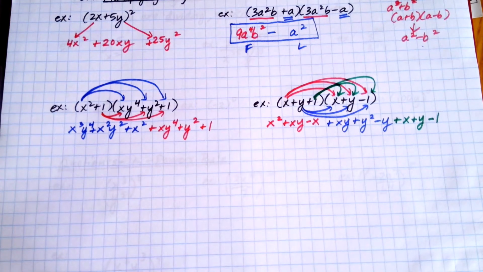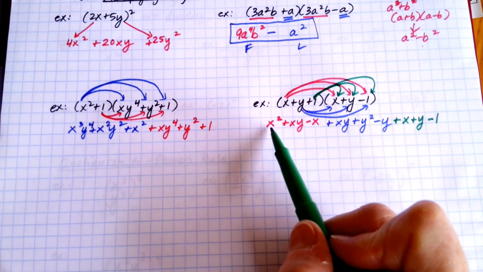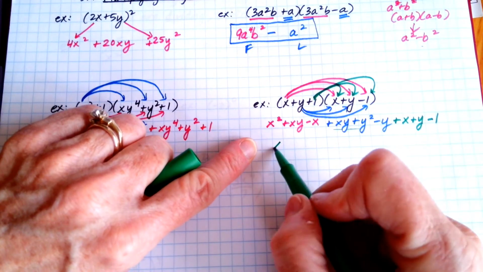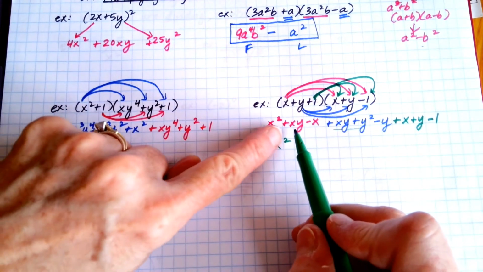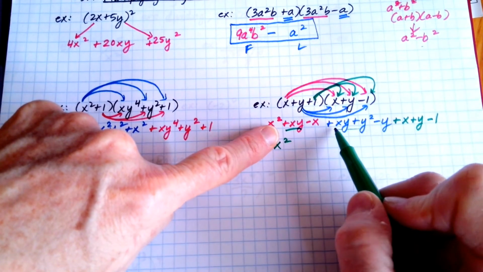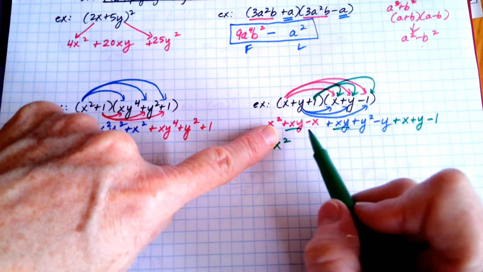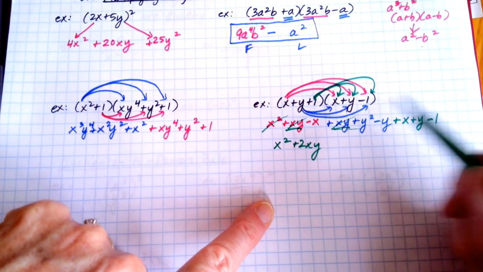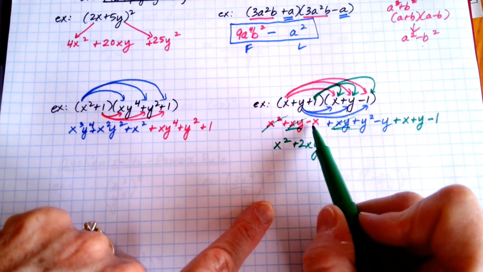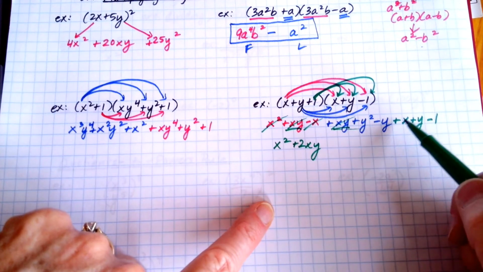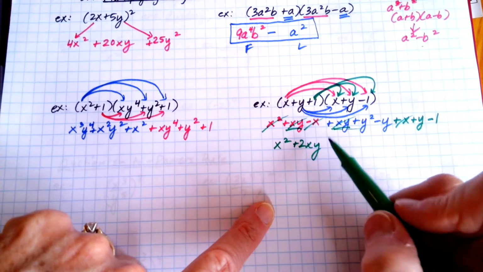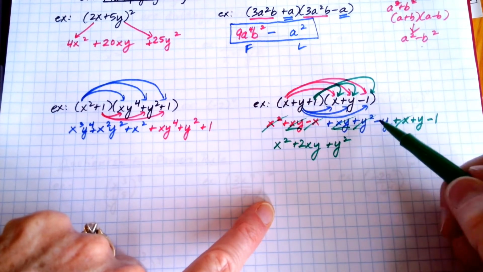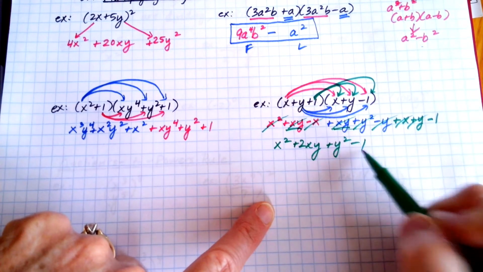Now we want to try to see if I have any like terms. So I go one by one. I see x squared. I don't see any other x squared, so I'm going to bring that down. I see xy. I do see another xy here, and those together become 2xy. So that gets rid of those terms. And then I have minus x plus x, so those are going to cancel each other out. And then I have y squared, which doesn't have any partners. And then minus y and plus y cancel out, and I'm just left with minus 1.